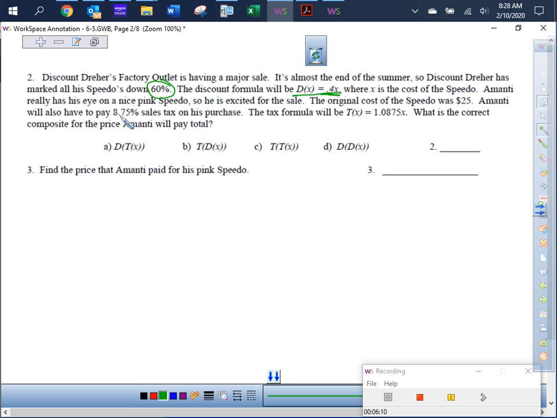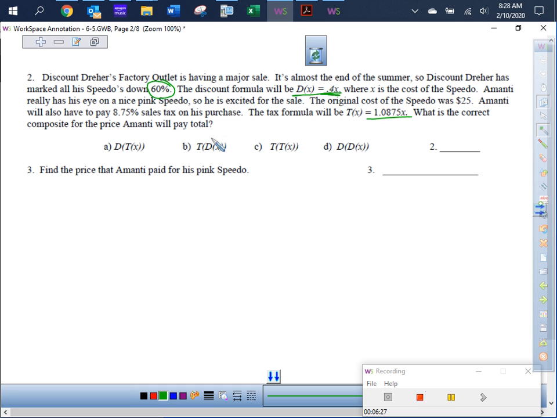Monty really has his eye on a nice pink Speedo, so he's excited for the sale. The original cost of the Speedo was $25. Amante will also have to pay 8.75% sales tax on his purchase. So here's the tax formula, right? You change that 8.75% to a decimal, but you got to pay more than 100%, right? So it's this number right here. What is the correct composite for the price Amante will pay?